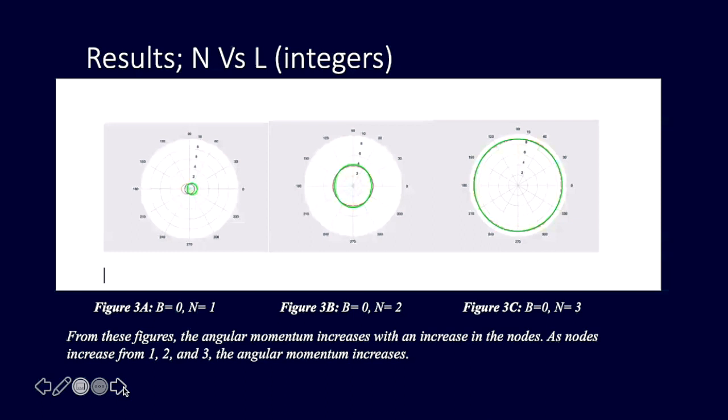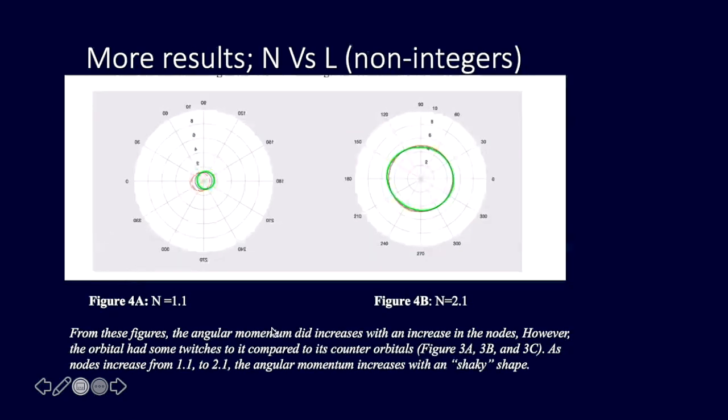So our results: with increasing number of nodes from 1 to 2 to 3, we did observe an increase in the angular momentum. This is a snapshot of the movie that we will be watching sometime later, but here we use integers, and then this other one is where we use fractional values of number of nodes. We did observe an increase in angular momentum, but then the shape of the orbital looked a little bit shaky.